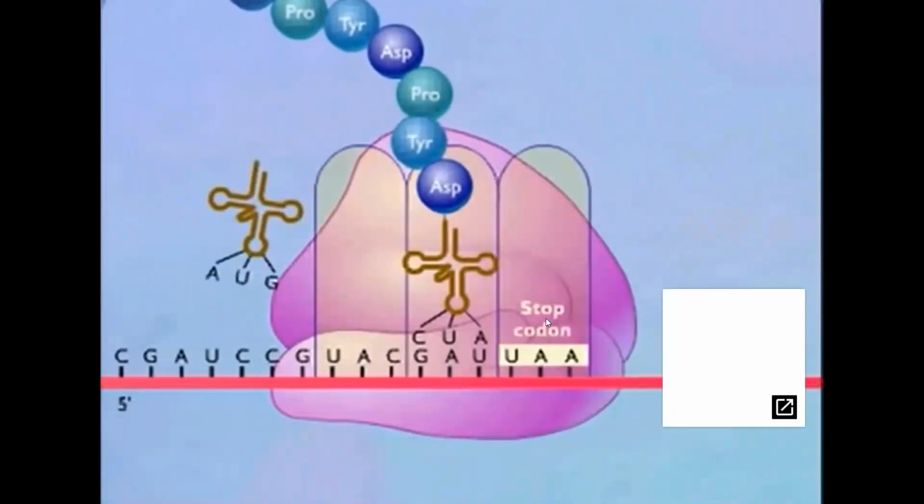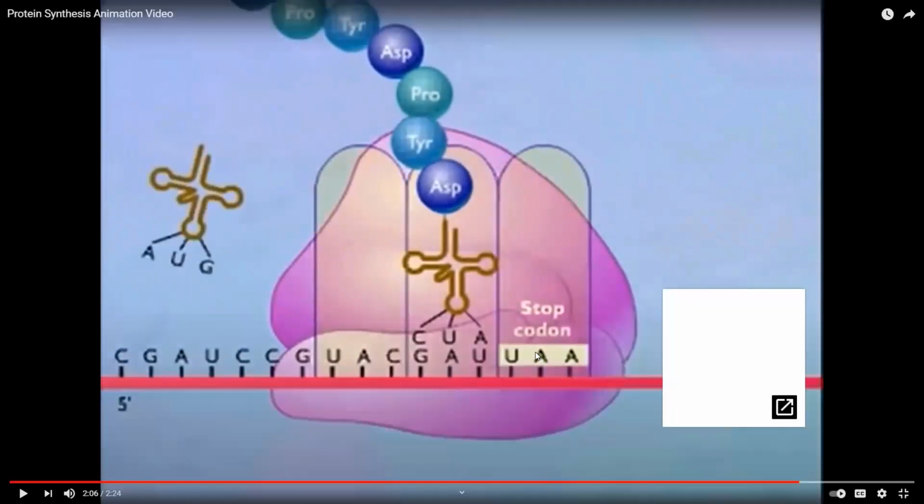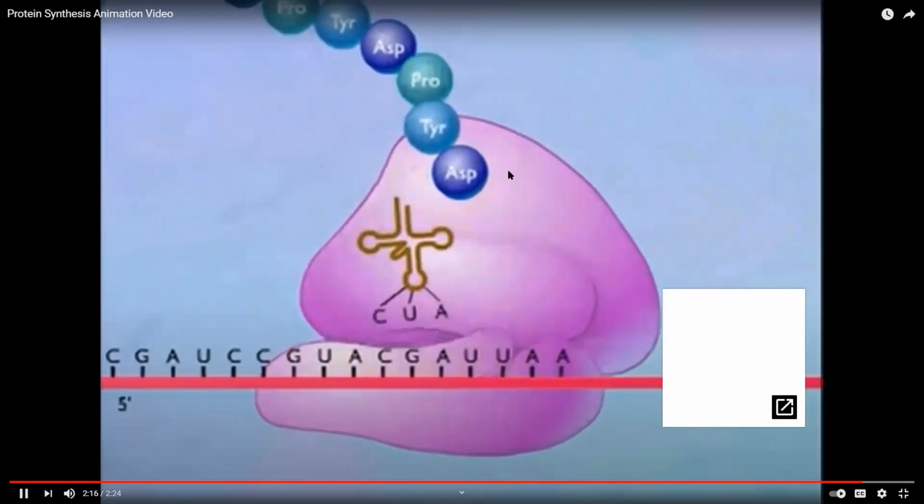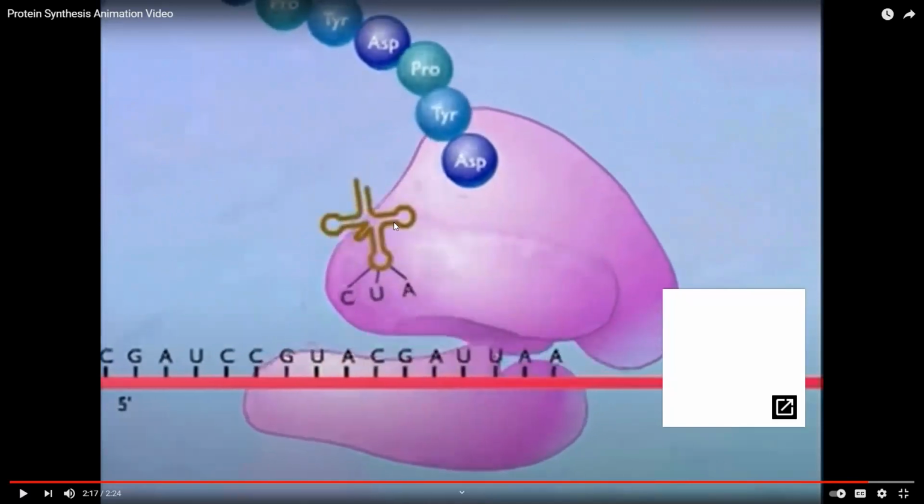Now, can you see that? A stop codon is coming, UAA. If UAA is coming, the process is going to stop. A stop codon does not specify an amino acid and does not have a corresponding transfer RNA. The ribosome dissociates into the 30S and 50S subunits.